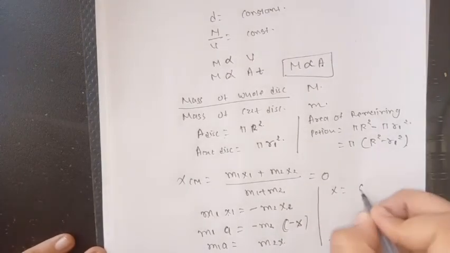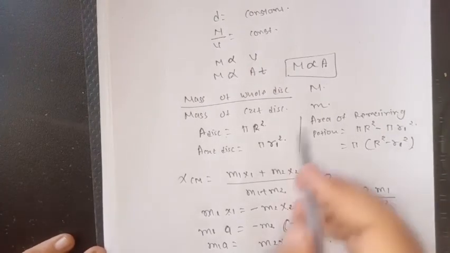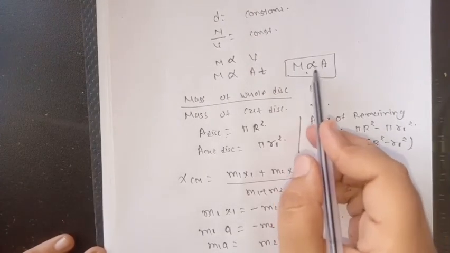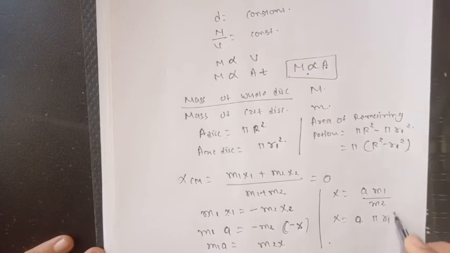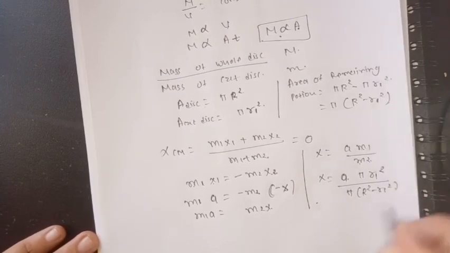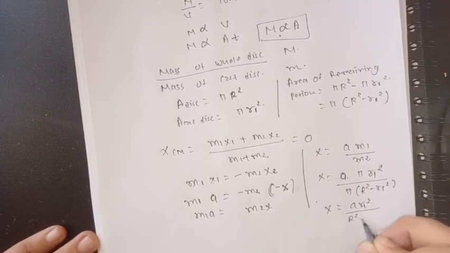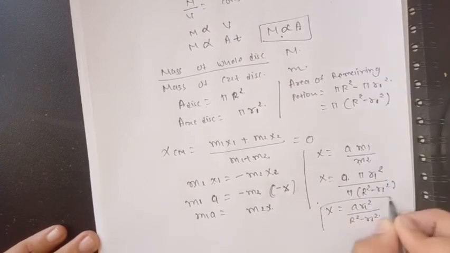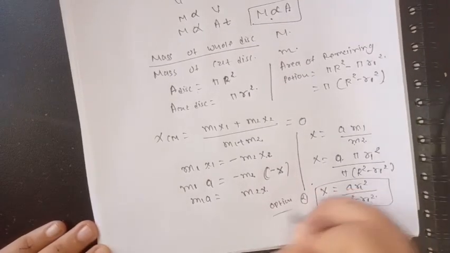So x will be a m1 upon m2. From this we can write mass ratio as ratio of area. m1 is pi r1 square and m2 is pi (r square minus r1 square). So x is equal to a r1 square upon (r square minus r1 square). So option 2 is the correct option.